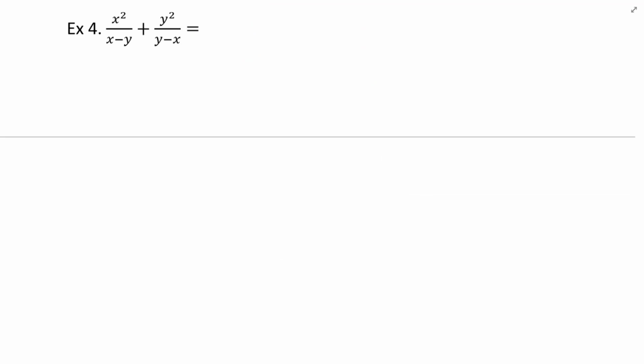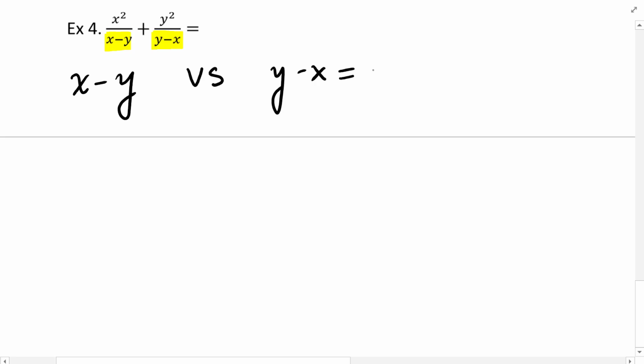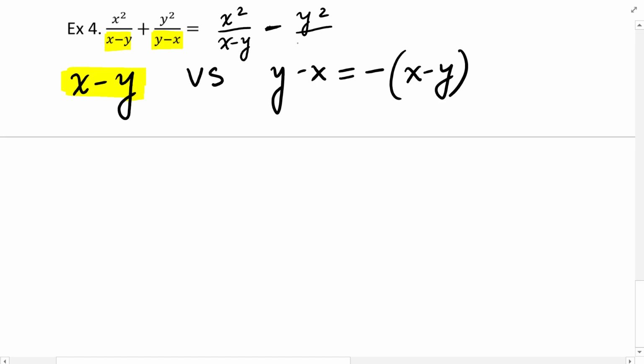And now let's solve problem 4. So notice that the denominators are x minus y and y minus x, and we had that conversation before, right? x minus y versus y minus x. Well, y minus x is actually negative x minus y. So y minus x is exactly the opposite of x minus y. So that means this becomes x squared over x minus y minus y squared over x minus y, right? Because y minus x is the opposite of x minus y, that's why I put minus here.